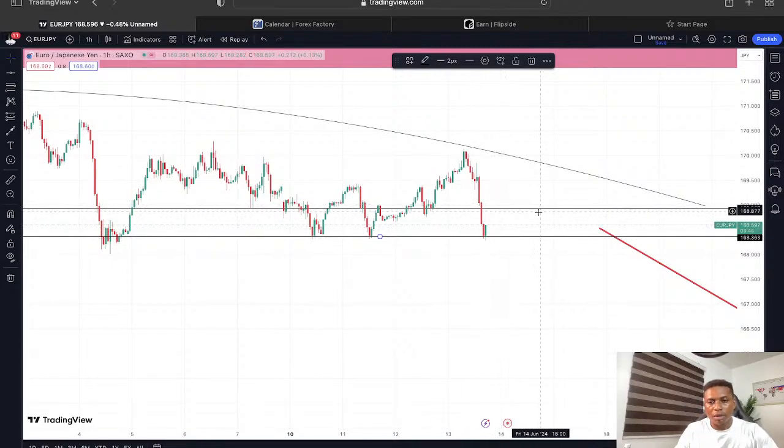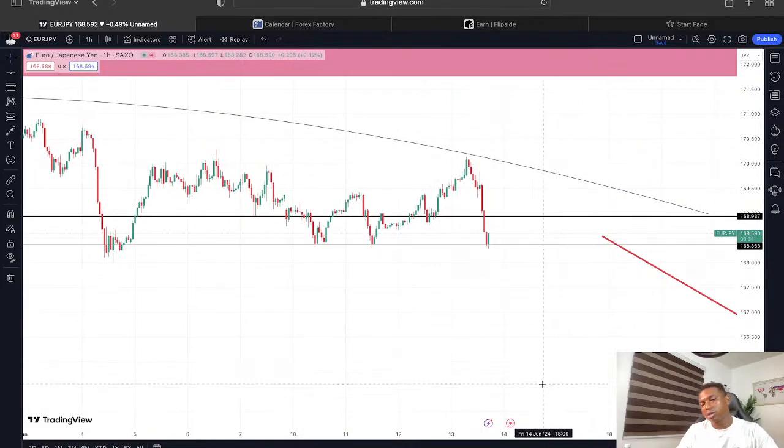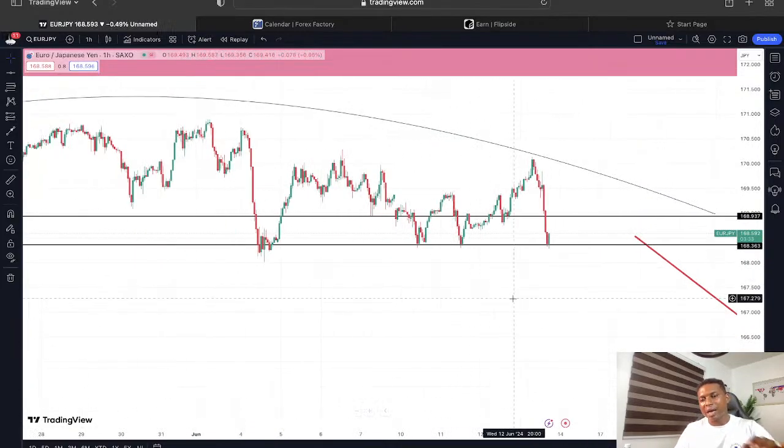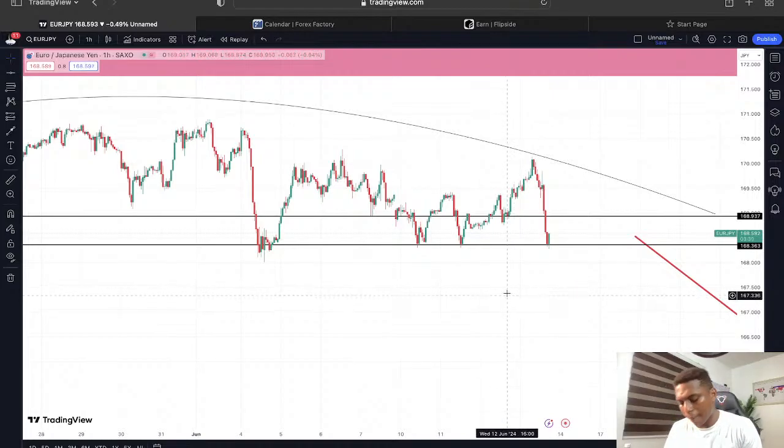Or you can put a sell limit at this next minor resistance zone, so that when it comes here, it triggers your sell, and then you follow it downward. So that's my outlook on Euro JPY.